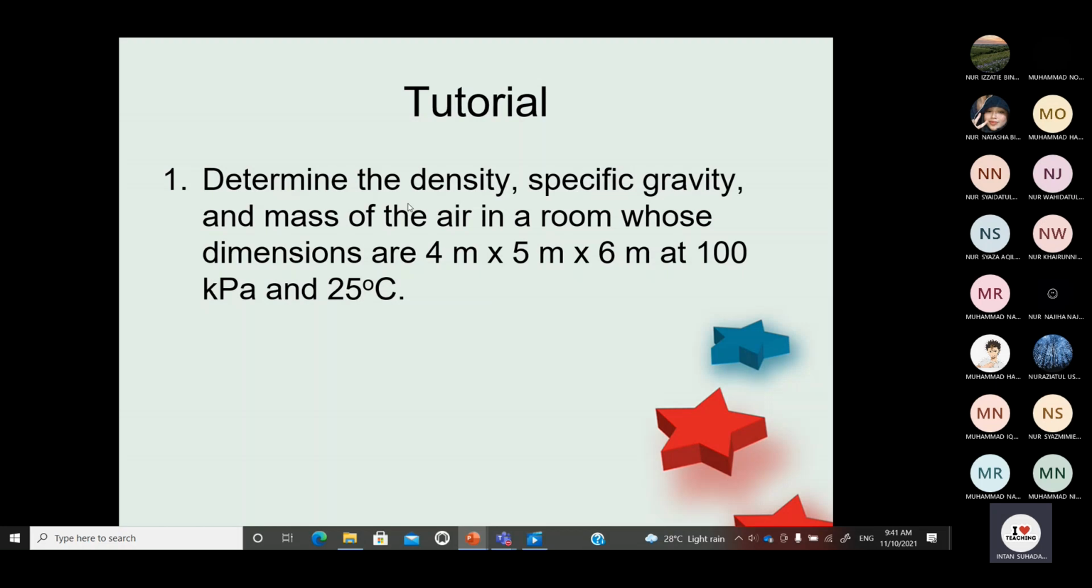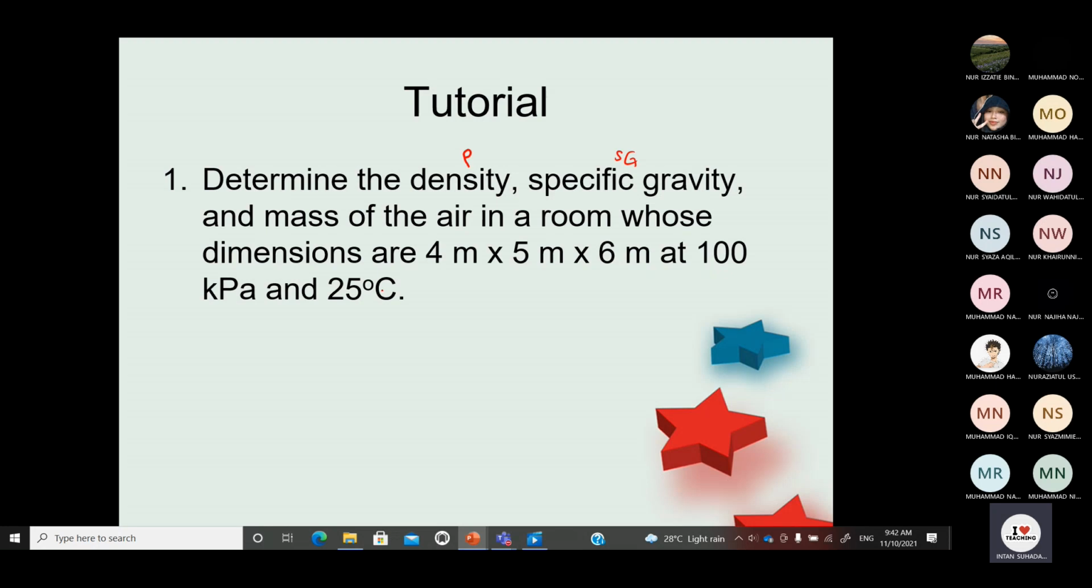So before we end our class, we just want to do this tutorial to determine the density, specific gravity, and mass of the air in a room whose dimensions are 4 meter times 5 meter times 6 meter at 100 kilopascal and 25 degrees C.